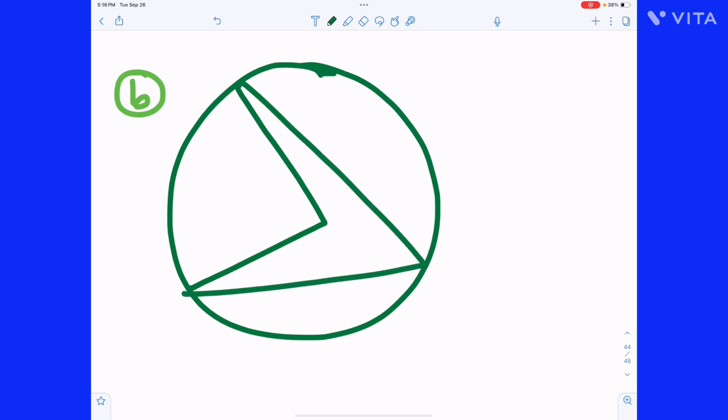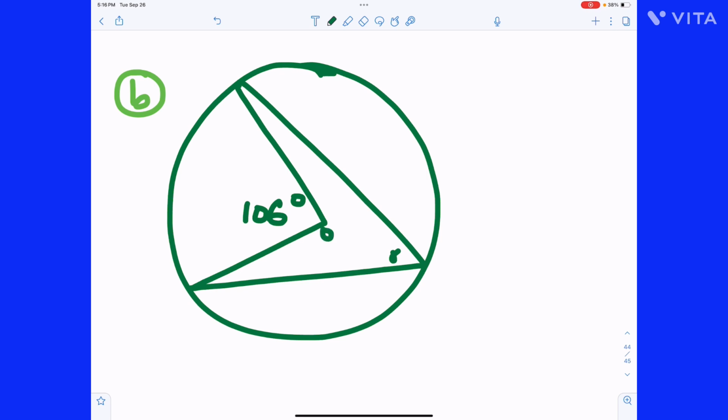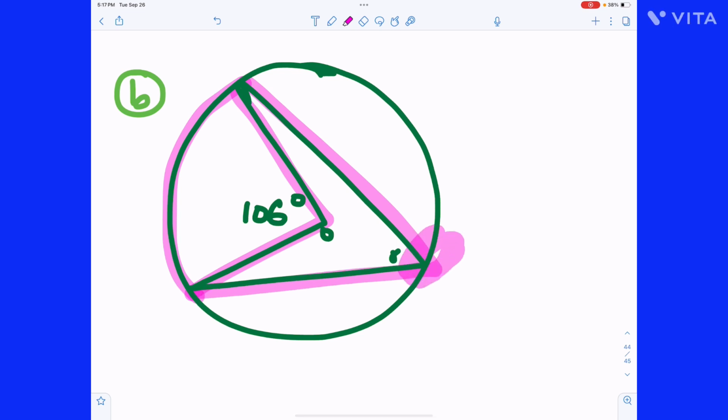106, R here, 106 degrees here. Now, this is the center of the circle. 106 is formed at the center on this arc, but on that same arc, R is formed at a point on the circumference of the circle. So that means 106 is equal to 2R.